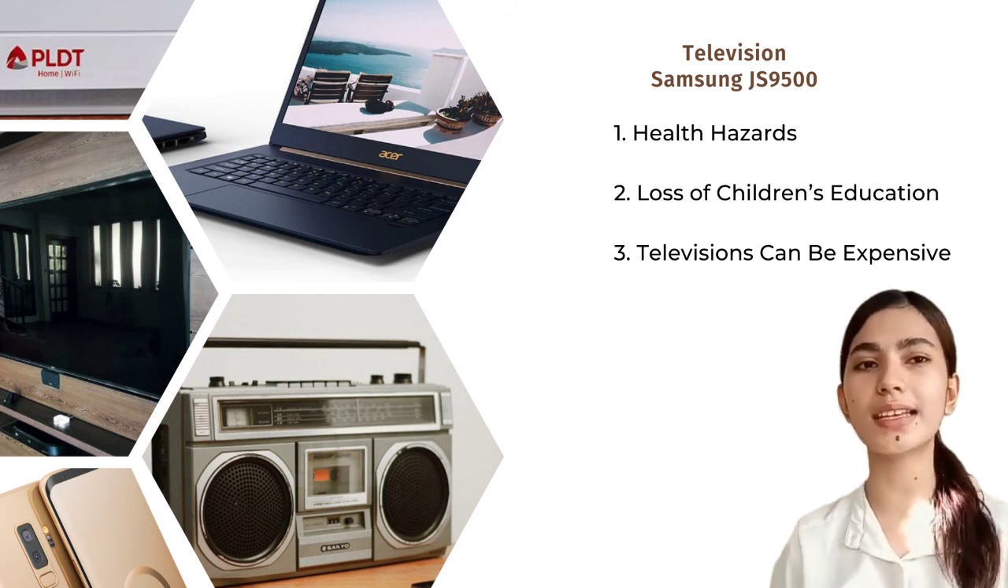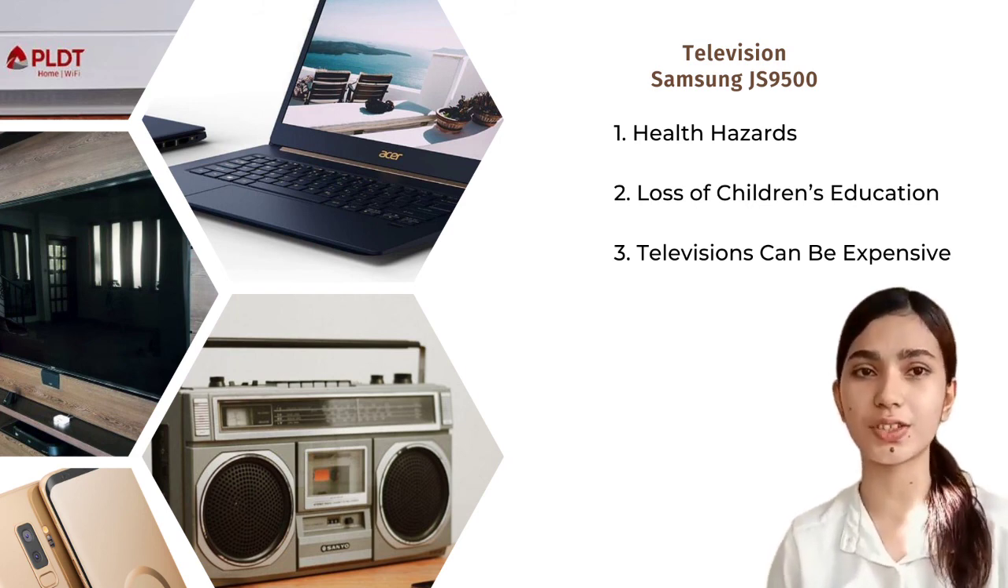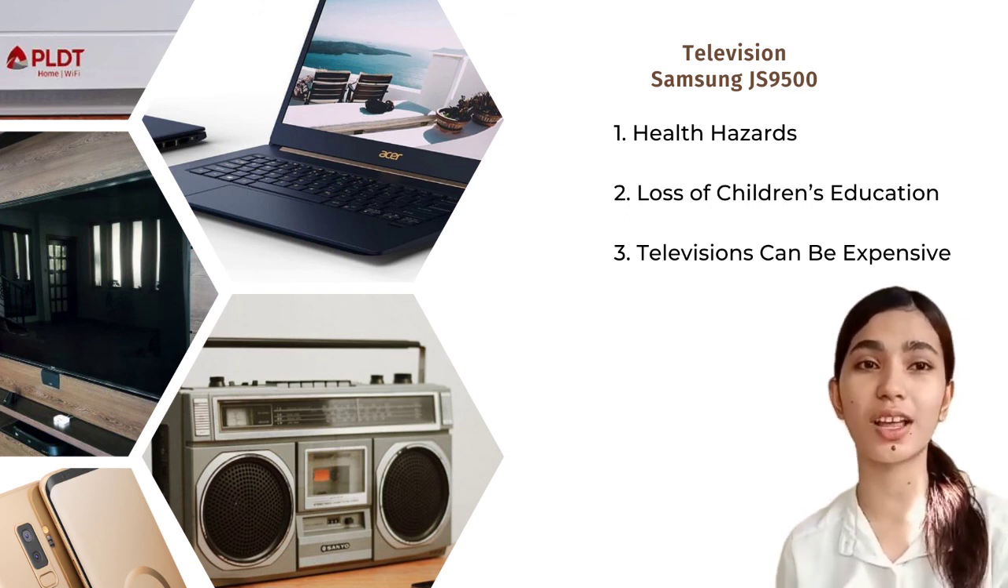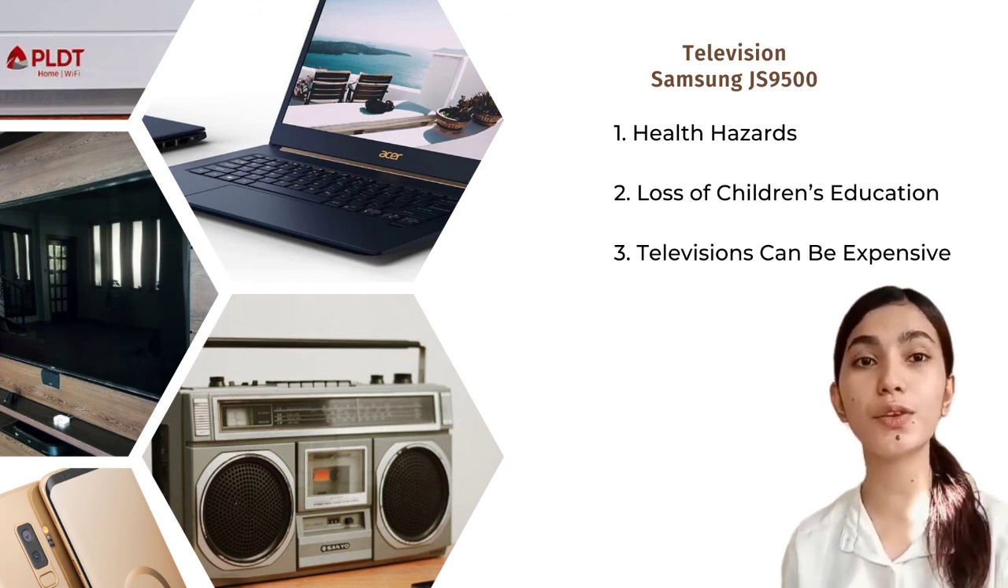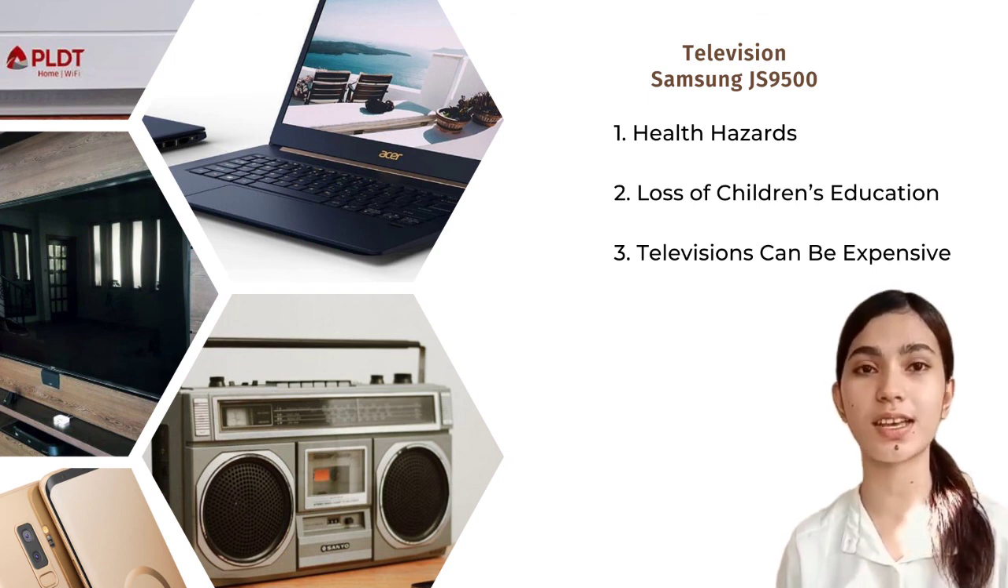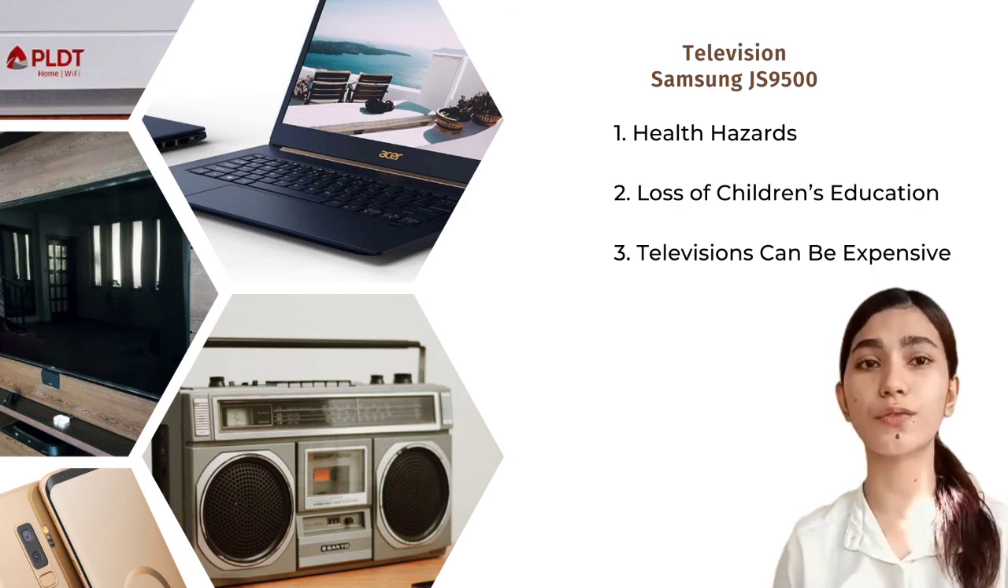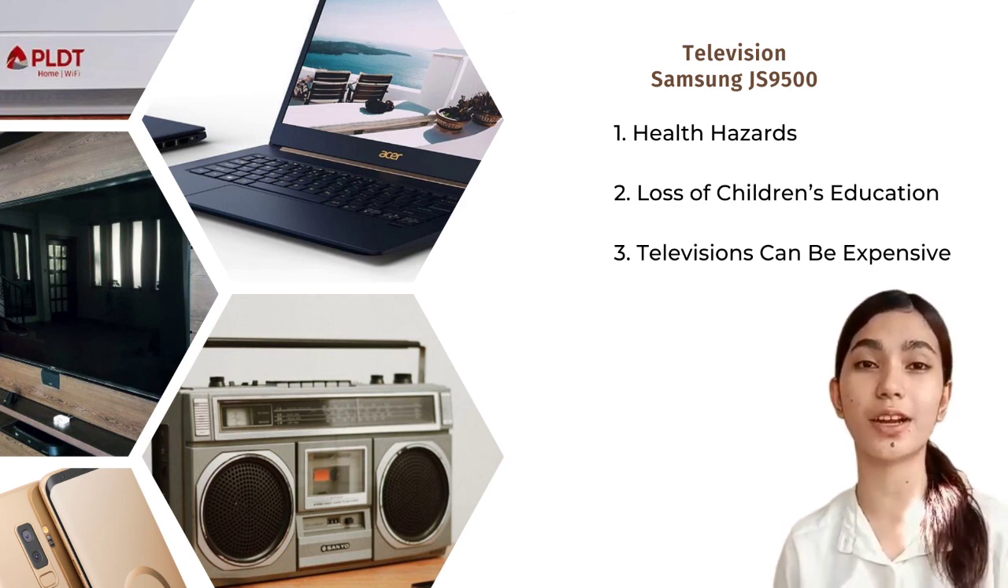The second one is the loss of children's education. Why? Because the youngsters in some cases watch alarming motion pictures which influence their psychological circumstances. They sit exceptionally near the TV, which isn't great for the vision of the kids. And the students don't focus on their studies while sitting in front of the TV, which influences their education.